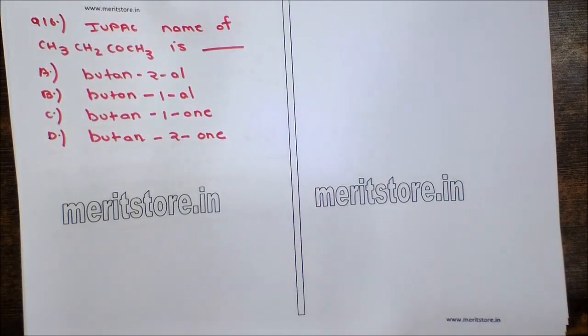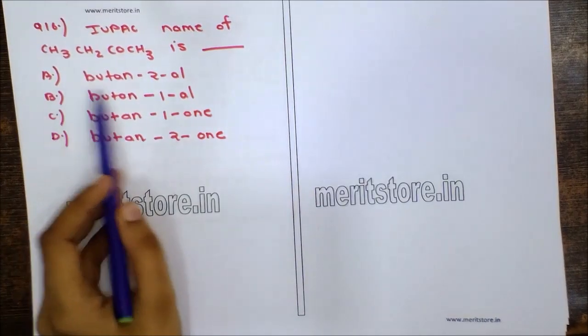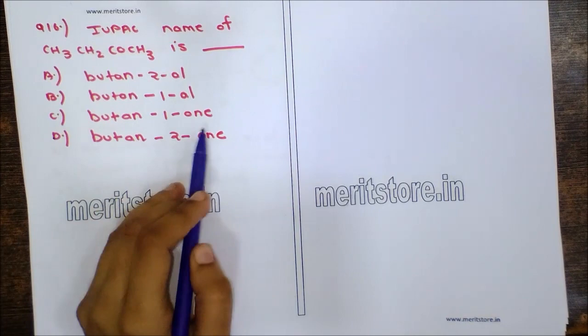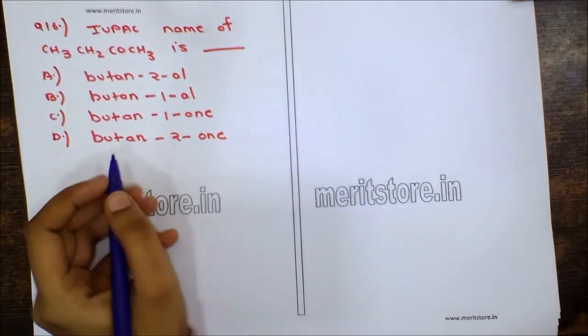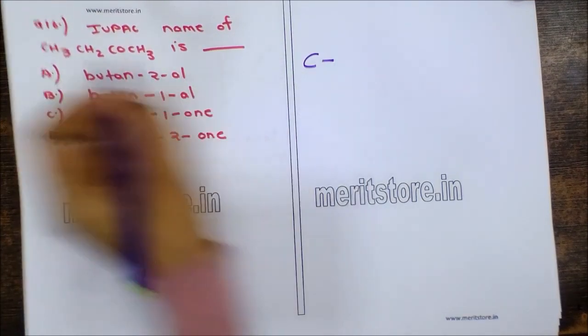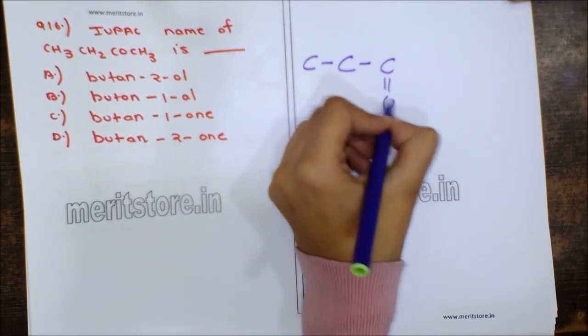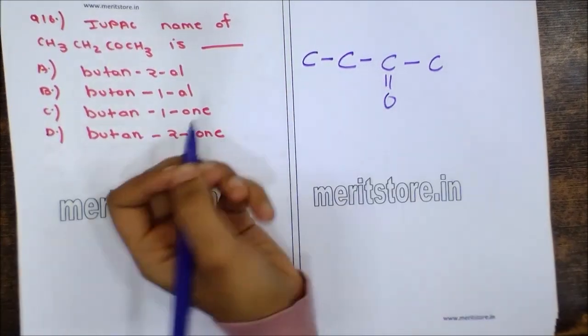Question 16. IUPAC name of CH3CH2COCH3 is dash. A. Butane 2-ol, B. Butane 1-al, C. Butane 1-on, D. Butane 2-on. The same thing we will represent by eliminating hydrogens and just showing the carbon chain. So this is CH3, CH2, C double bond O. This is my functional group, C double bond O, with this as CH3.